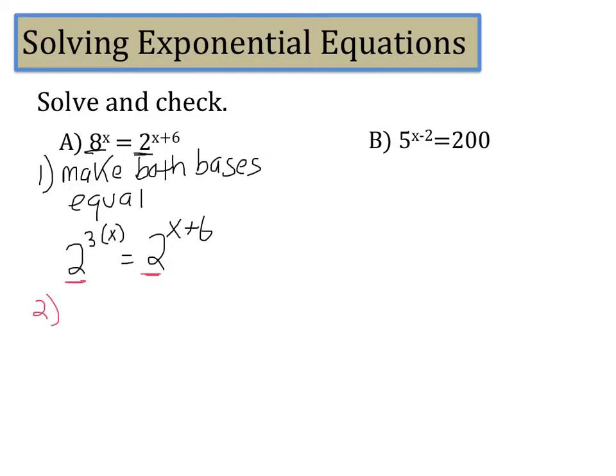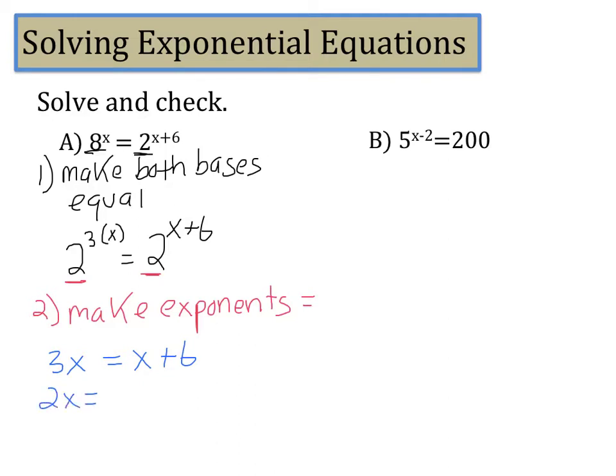I want to make both of my exponents equal. So my first exponent is 3 times x, and my second exponent is x plus 6. Now I'm going to solve for x here, and I have 2x equals 6. X is going to equal 3.